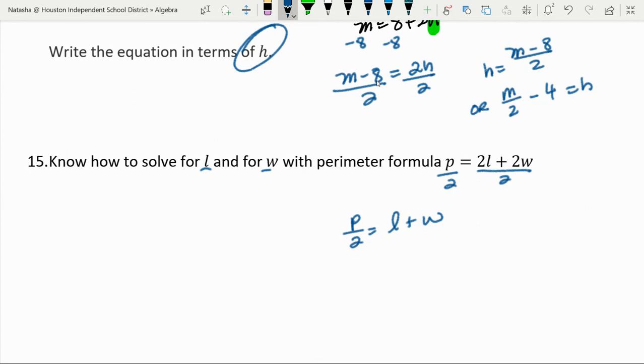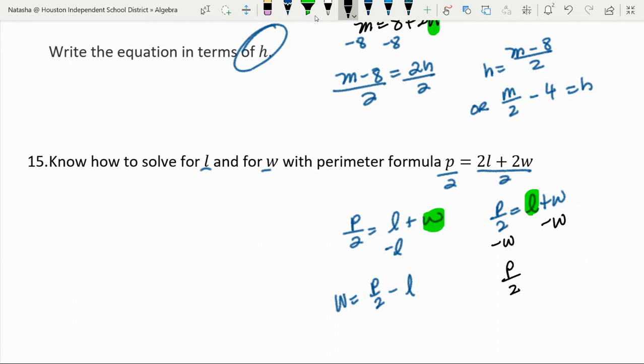And depending on which one you want to solve for, you're going to subtract. So if I want to solve for W, I'm going to subtract L. So W is going to be equal to P over 2 minus L. If I want to solve for L, starting from the same place, P over 2 is equal to L plus W, I'm going to subtract the W instead. So that would become P over 2 minus W is equal to L.